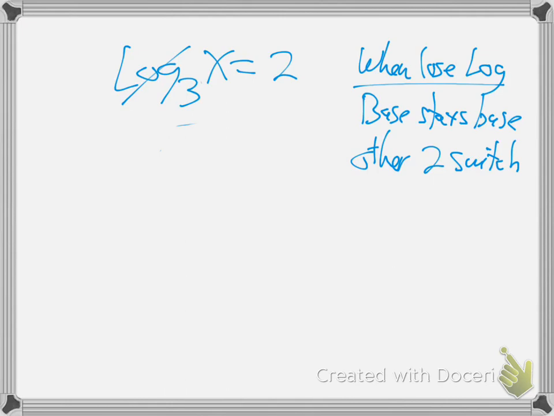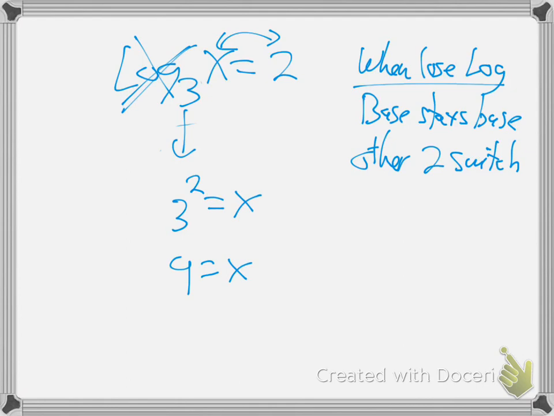We have a special rule just for getting rid of logs. It's how we translate in and out of the log language, right? So I cross this off, and then the base, the lowered down number, the 3, stays the base, and the other two switch. Instead of 3 to the x, it's 3 to the 2, and the x goes over there, and then it's just x is 9. Right? So that's what you really have to remember.